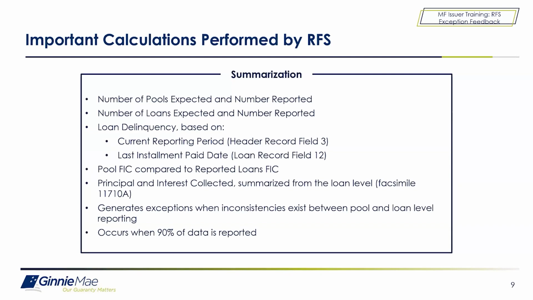Summarization generates exceptions when inconsistencies exist between pool and loan level reporting and occurs when 90% of the data is reported. As a reminder, there is a nightly bulk summarization for all issuers that have reported at least 90% of their pool and loan data.